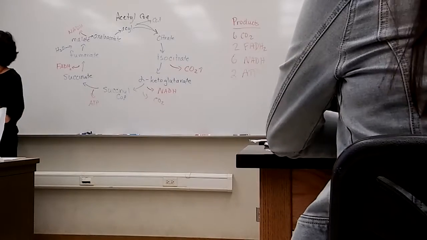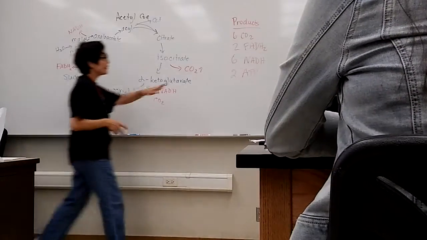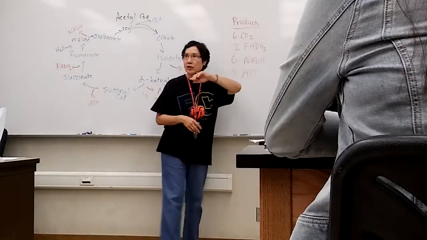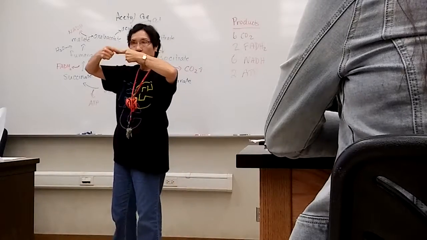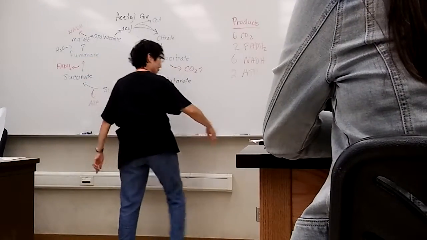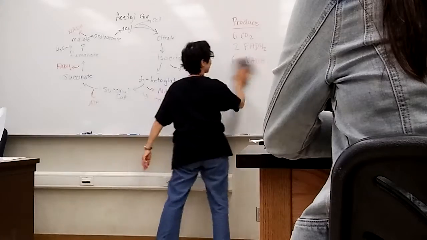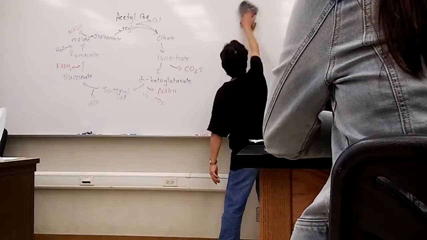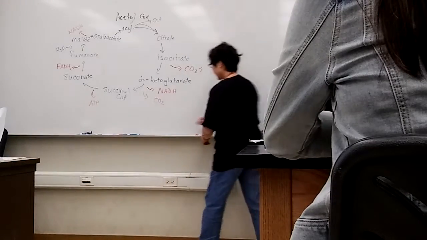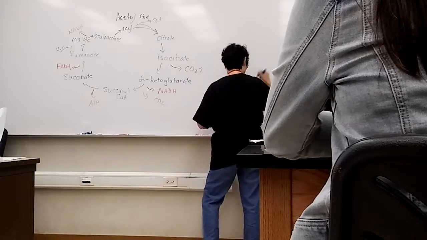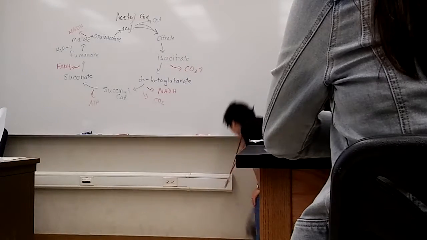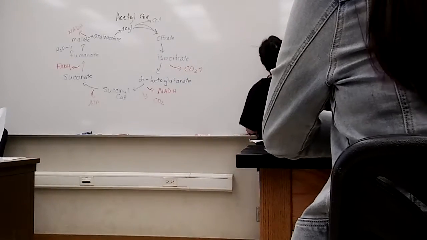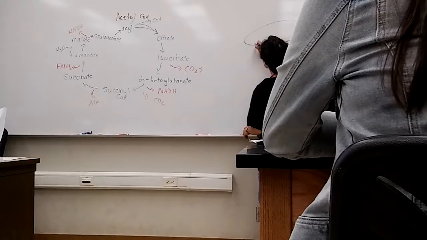Okay, so now those high energy electrons, which are in FADH2 and NADH, are going to be transported right next door to the mitochondria. So let's just put our mitochondria back up here again. So here's our mitochondria right here.